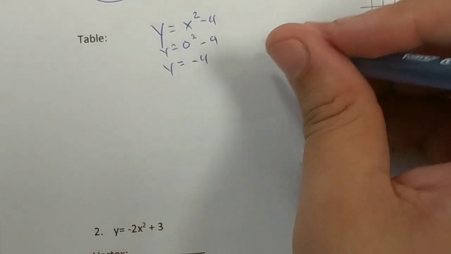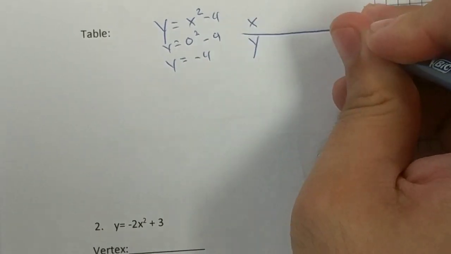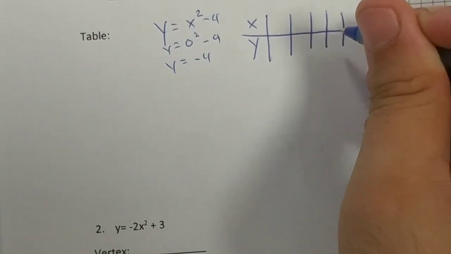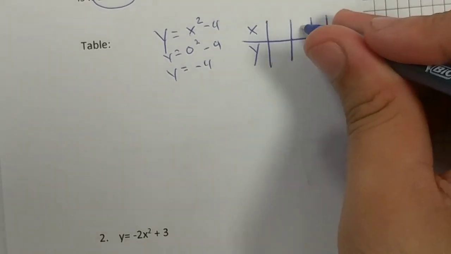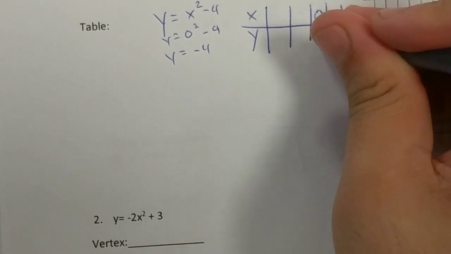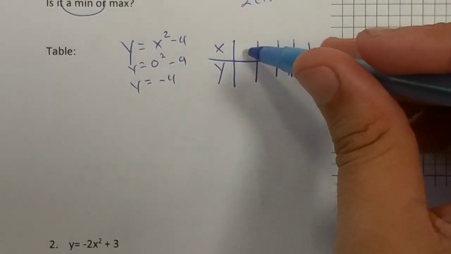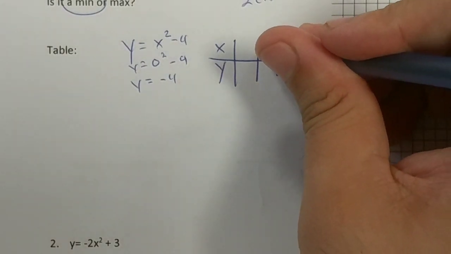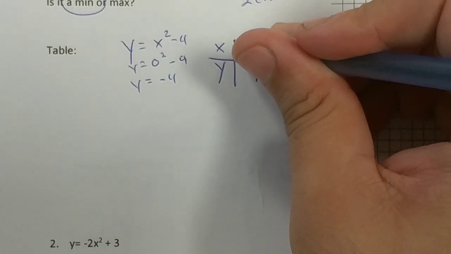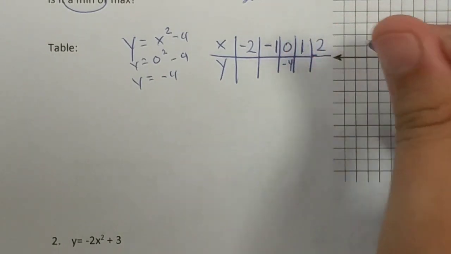So let's graph this table. So it's y equals x squared minus 4. So we have an x and a y. We need 5 spots. Now that middle spot, 1, 2, 3, 4, 5, is going to be your vertex, which is 0 and negative 4. Now to fill out the rest of the x, you just go 2 smaller. So 1 less than 0 is negative 1. And 1 less of that is negative 2. And 2 bigger. So that's 1 and 2.